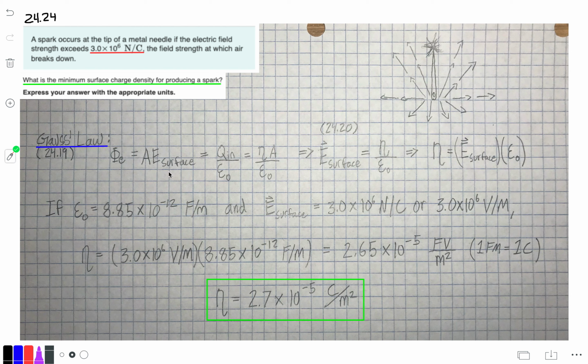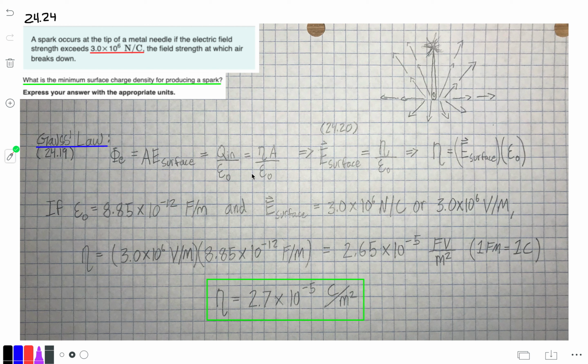So starting off, we're given in the book this equation here, which has our electric flux and our surface area times our surface. This is important because we're going to need to use both epsilon naught somewhere in the equation. We're going to need our electric field strength at the surface, and we're going to need our charge density here.